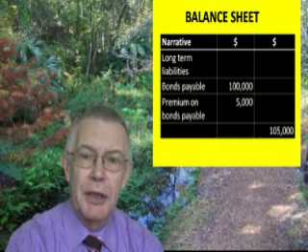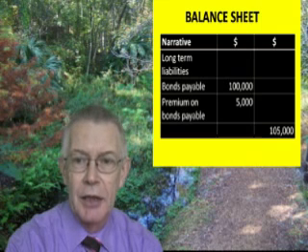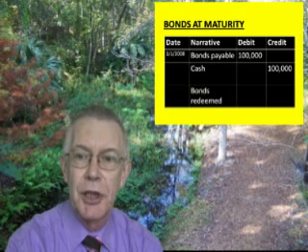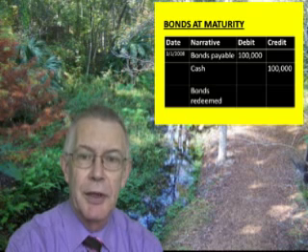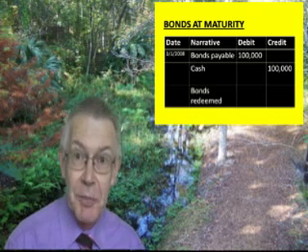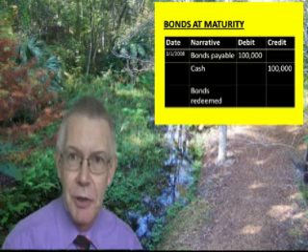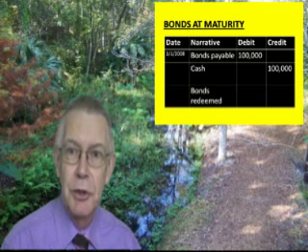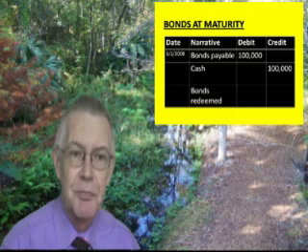There will always be a final entry that is required. This entry will occur when the bonds are redeemed. We say that the bonds have matured when they reach the end of their term of issue. The bonds payable account is debited to reduce the liability. The cash account is credited, which reduces the asset of cash.